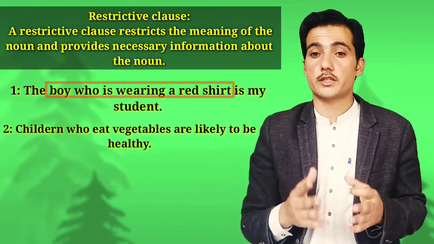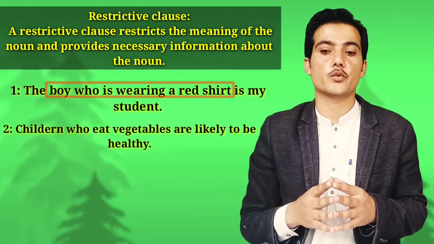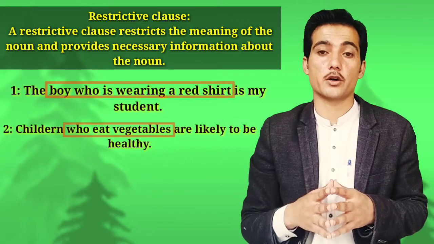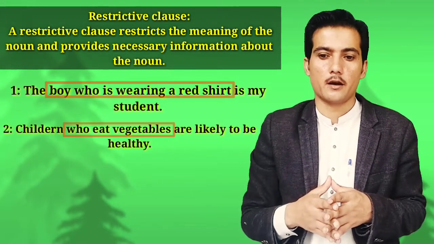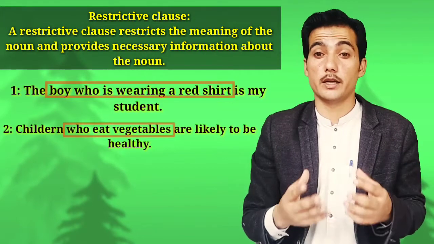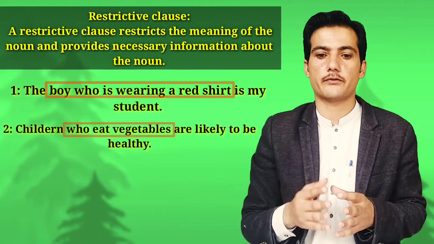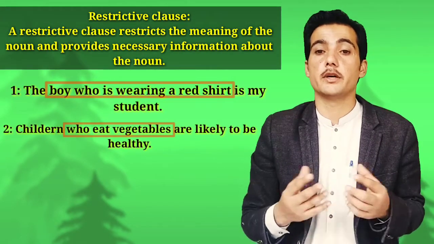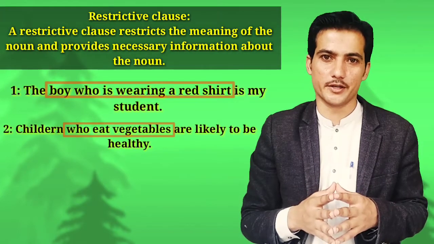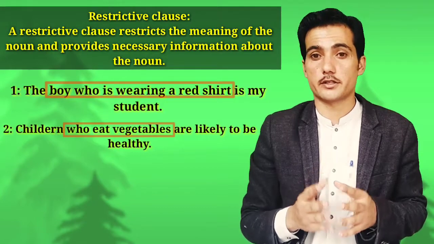Children who eat vegetables are likely to be healthy. So here, who eat vegetables is an adjective clause and it is restrictive. If you put aside the adjective clause like this, children are likely to be healthy, so it creates a problem here, and it creates ambiguity. So that is why it is a restrictive clause.